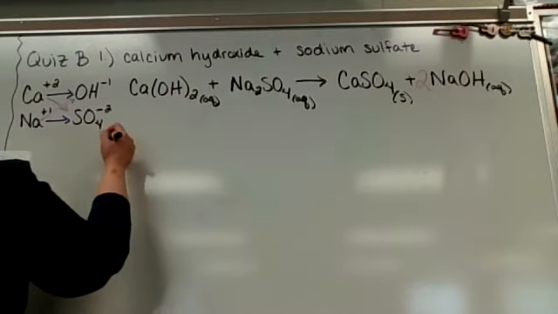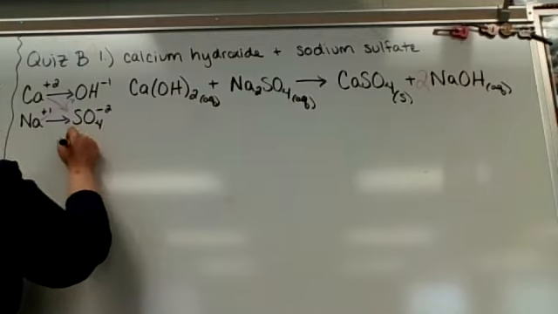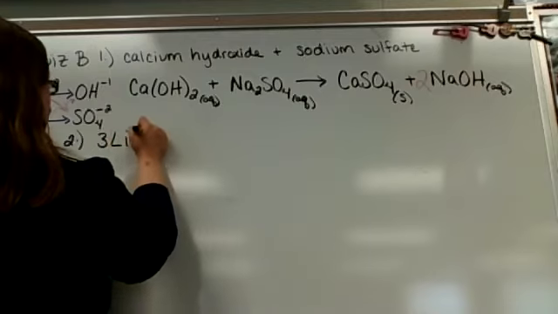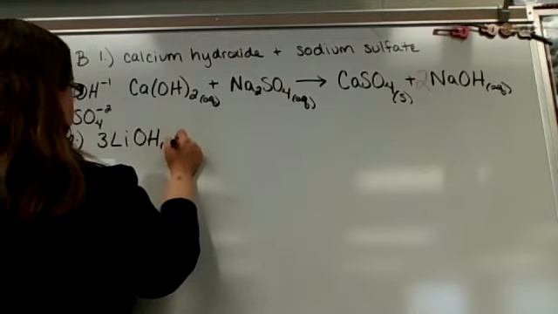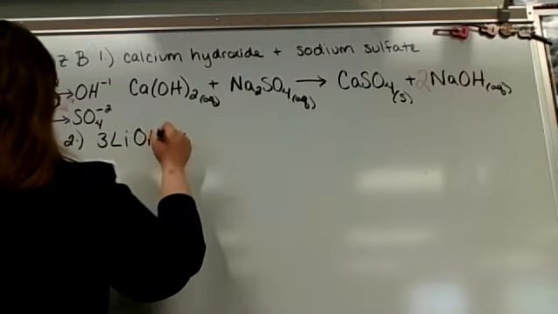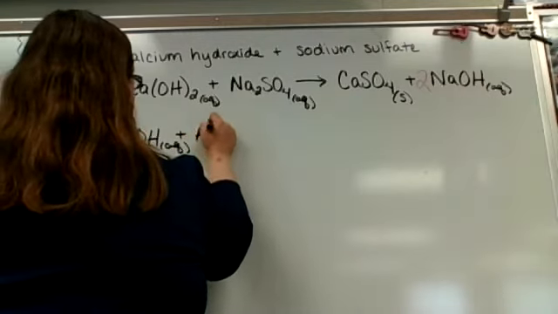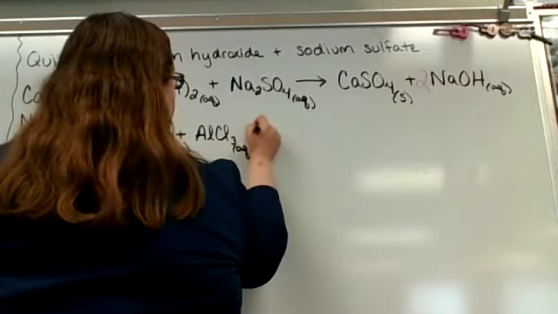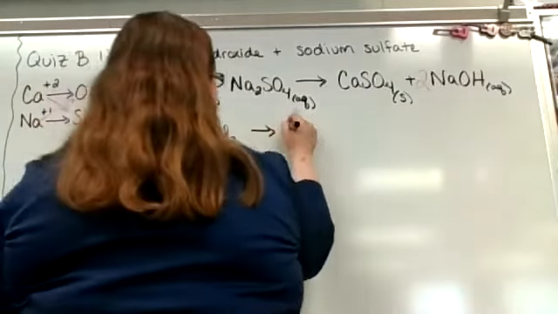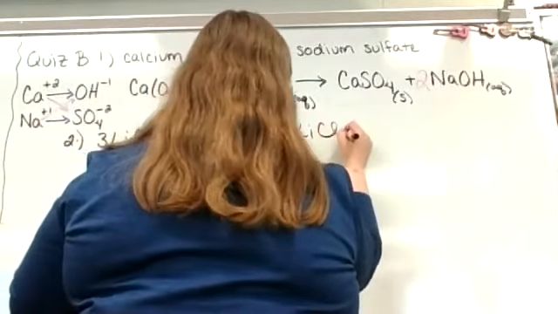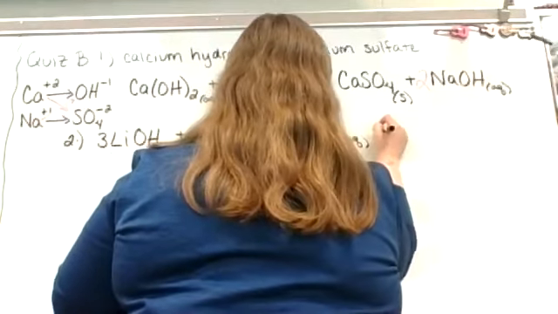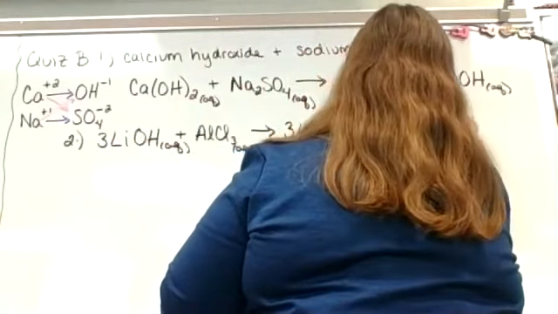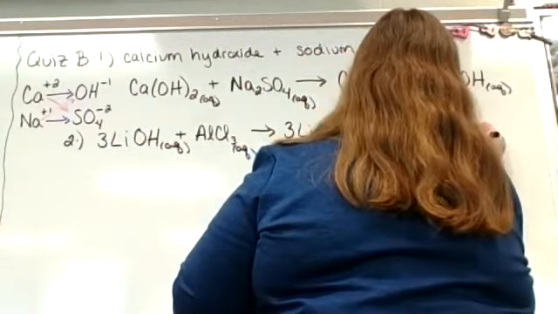Then number 2, write the complete ionic and net ionic equation. We've got 3LiOH aqueous plus AlCl3 aqueous yields 3LiCl aqueous plus Al(OH)3 solid.